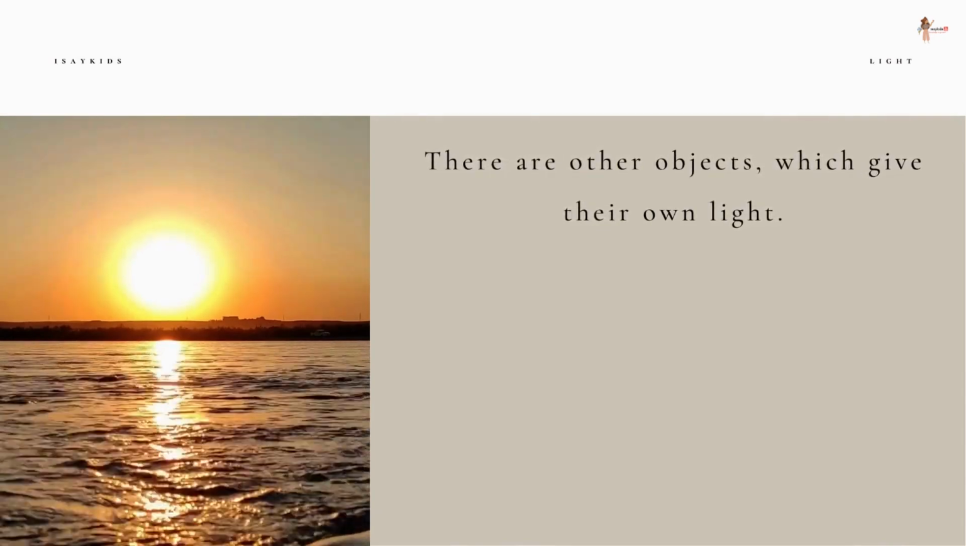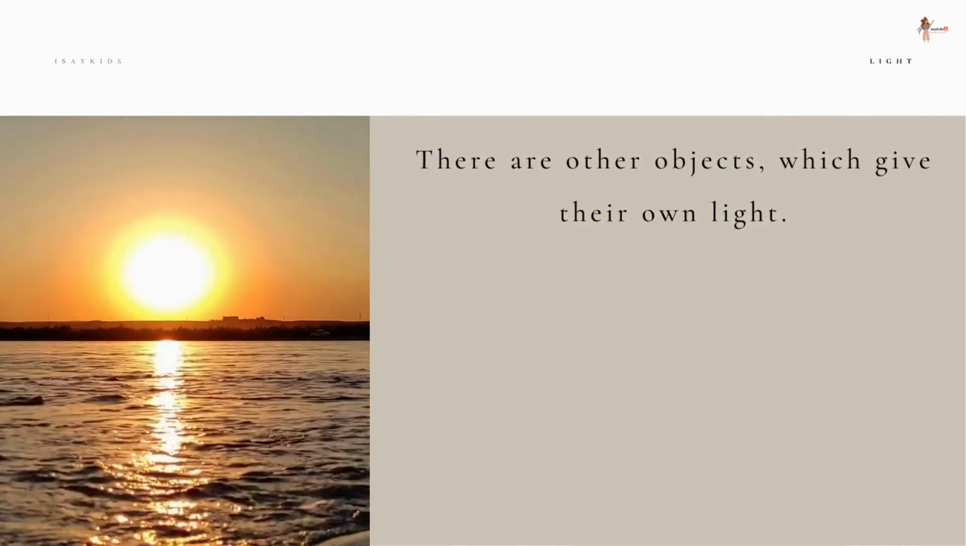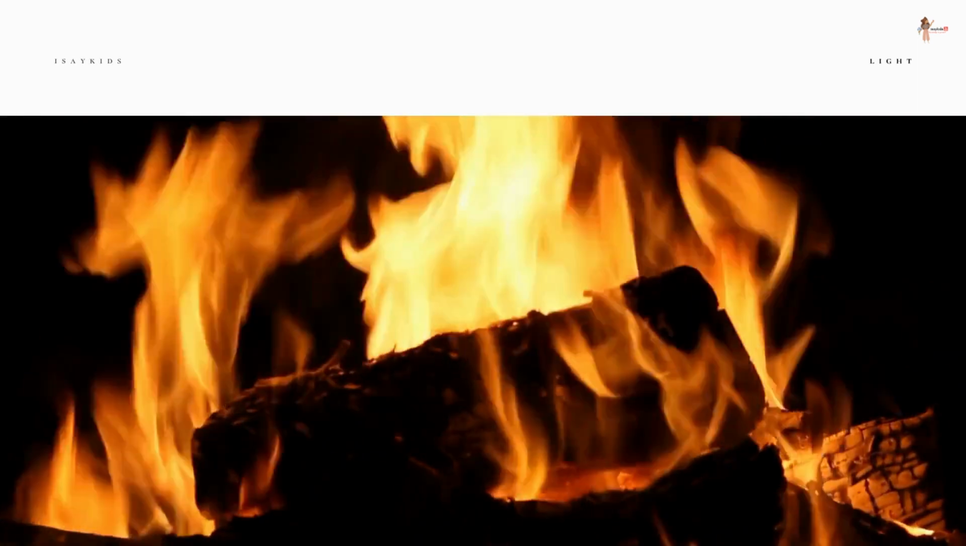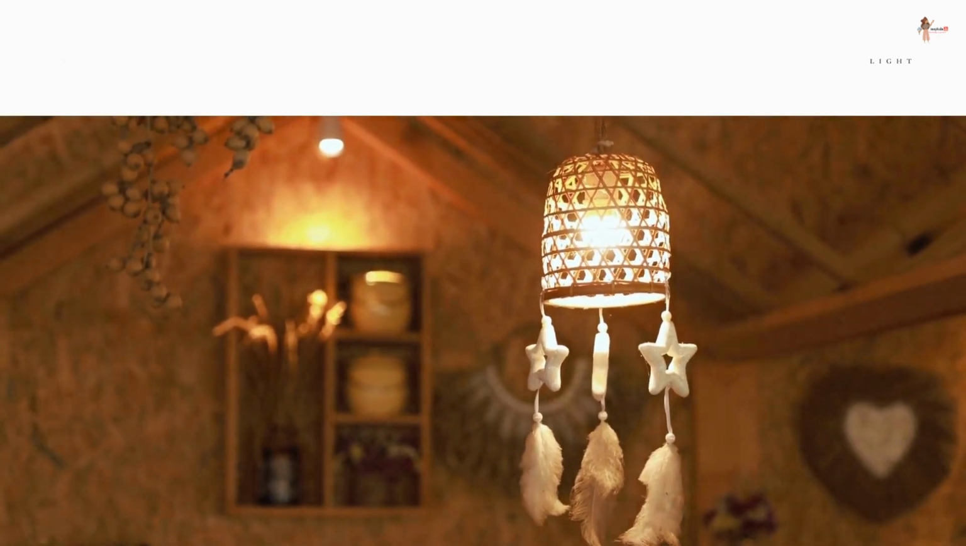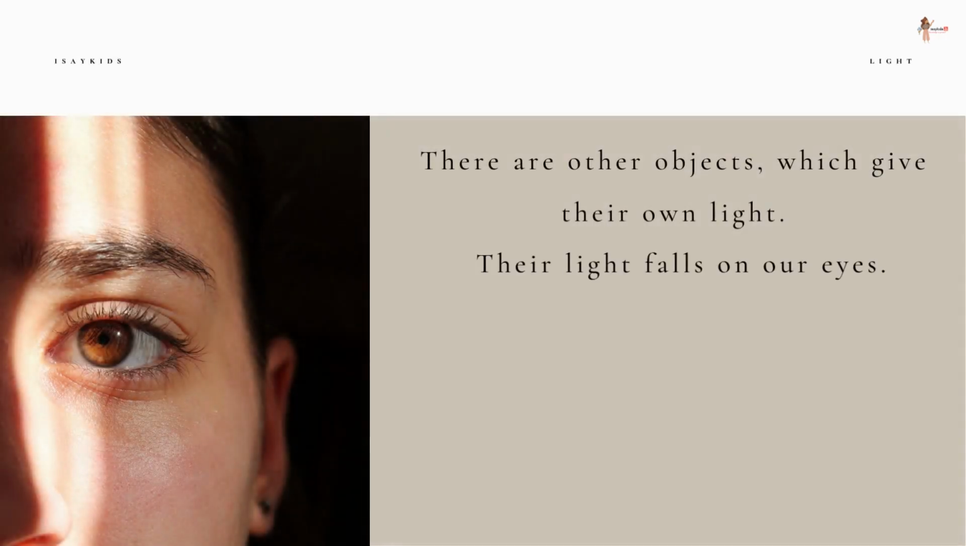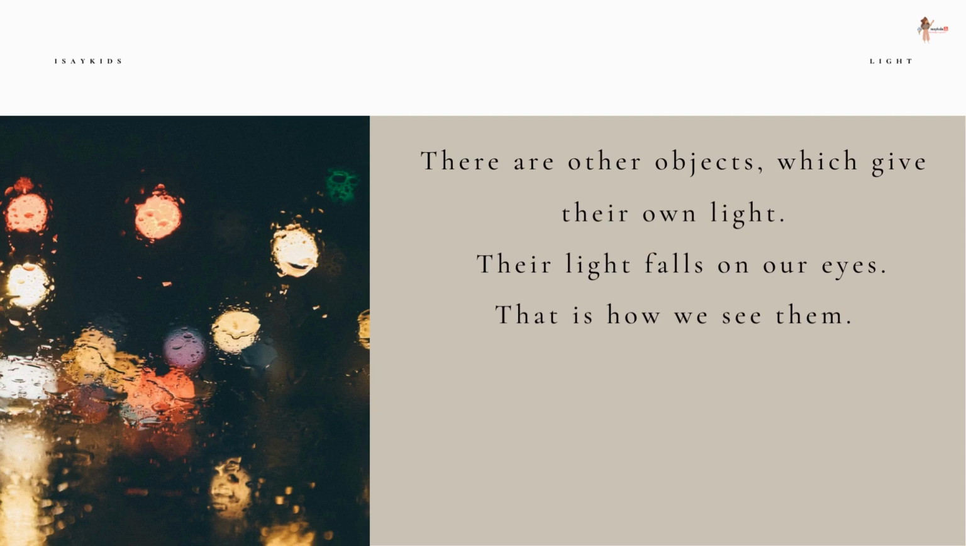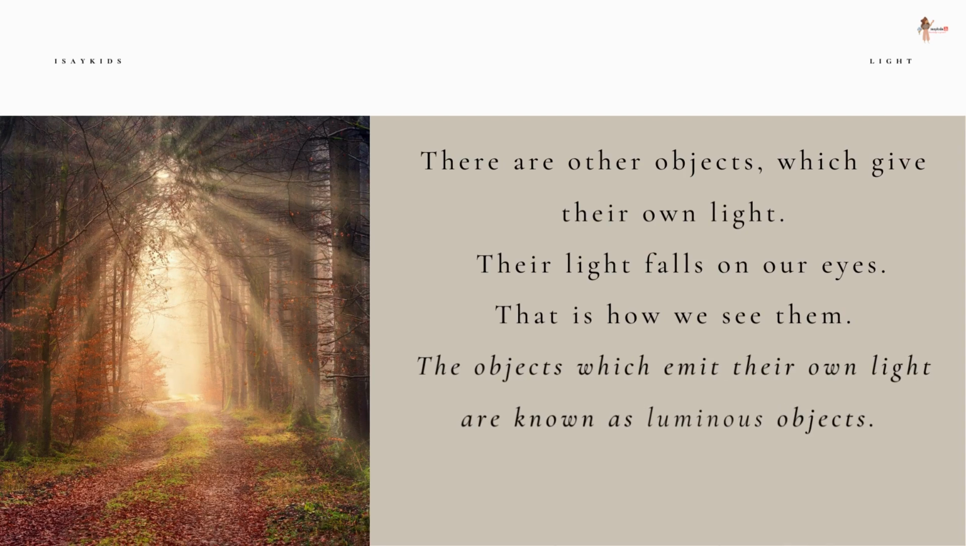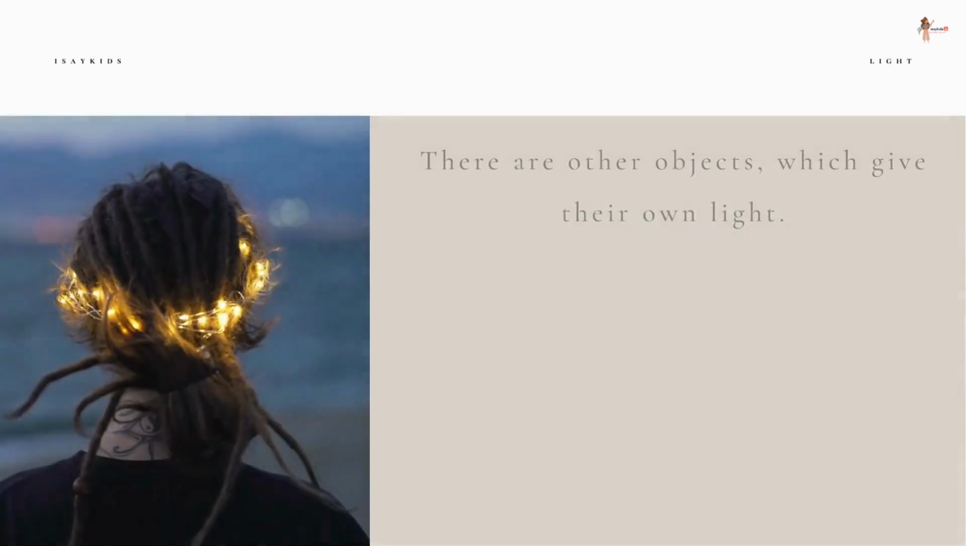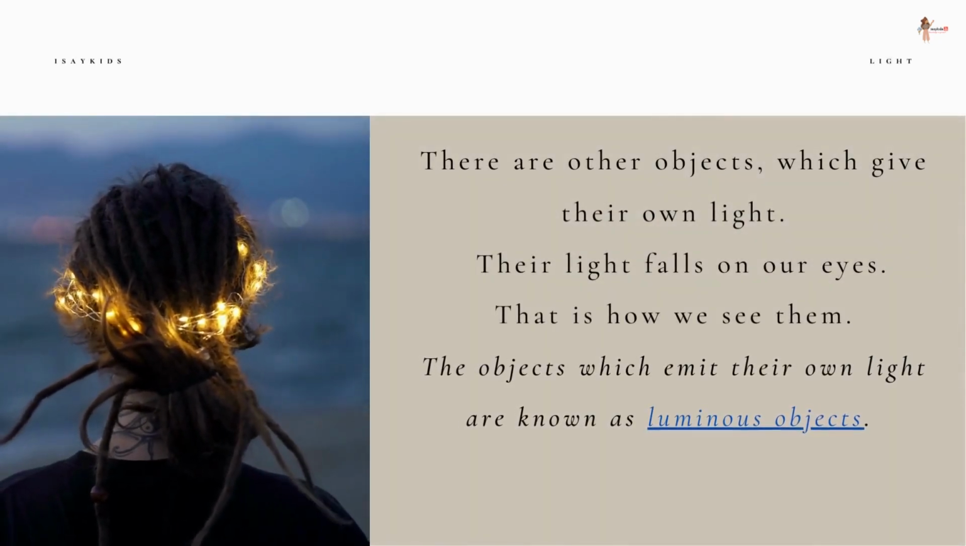There are other objects which give their own light, such as the sun, fire, flame of a candle, and an electric lamp. Their light falls on our eyes. This is how we see them. The objects which emit their own light are known as luminous objects.